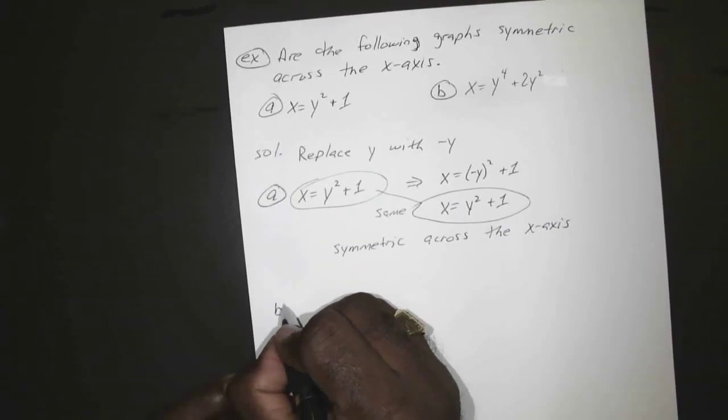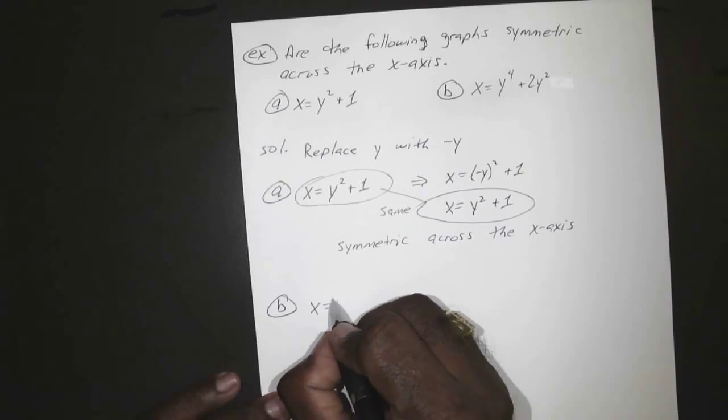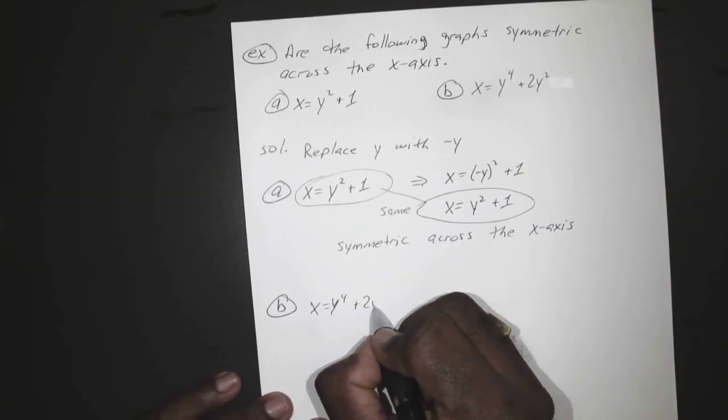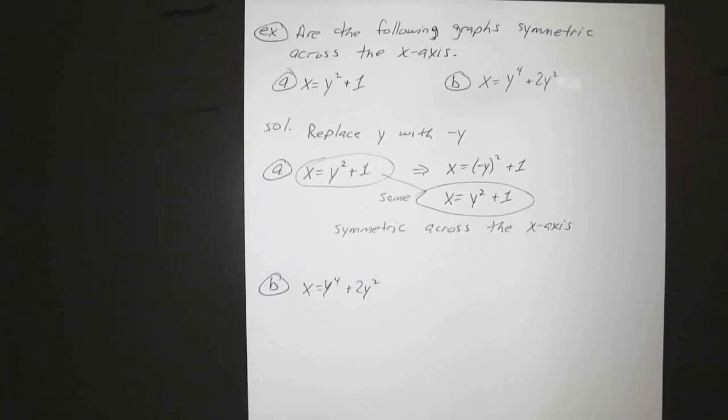All right, so say for B, x equals y to the 4th plus 2y squared. And hopefully you kind of see the pattern with this one, because all the exponents for the y values are even. So whenever you plug in a negative y, if that exponent is even, it'll always go back to being a positive y. So if you ever get one that has like y to the 3rd, then you automatically know it's not going to be the same, because you're going to come out with a negative y.